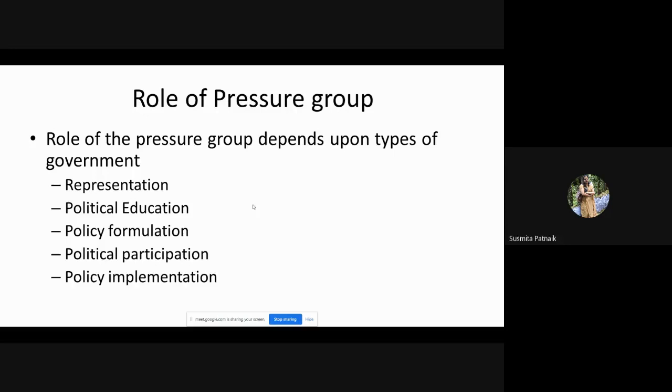The first one is called representation. We know that pressure groups are very unique in a democratic system. In a democratic system, what happens? The people have to select the leader according to majoritarian practices. Majoritarian practices means the person having the absolute number of votes gets elected. That is called the majoritarian system.